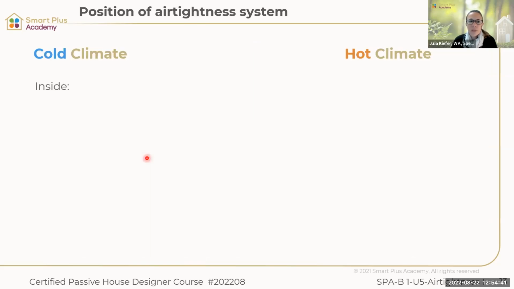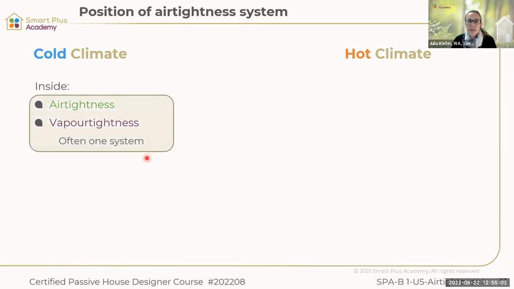Good. So again, positioning of our airtightness system, we've heard now on the warm side. So from the warm side, we want to stop it. In a cold climate, that means that on the inside, we want to have our airtightness layer. We also want to have our vapor tightness or vapor control, that is often one system. So one system can provide both of these things. And then on the outside, we have our weather tightness, like we always have, because the weather is always on the outside.